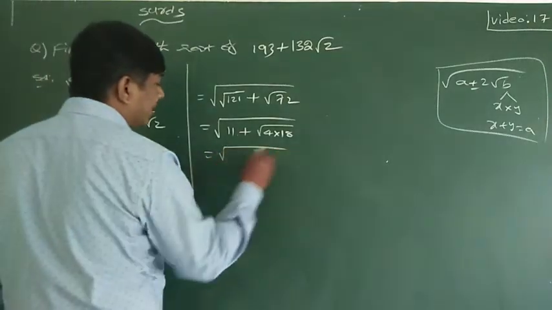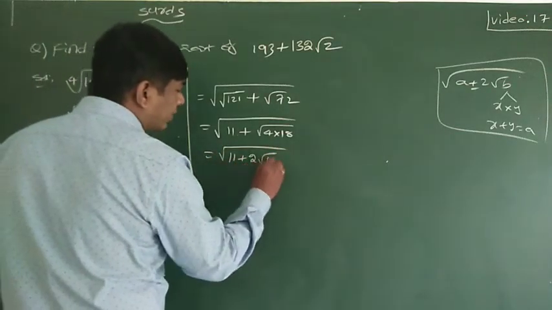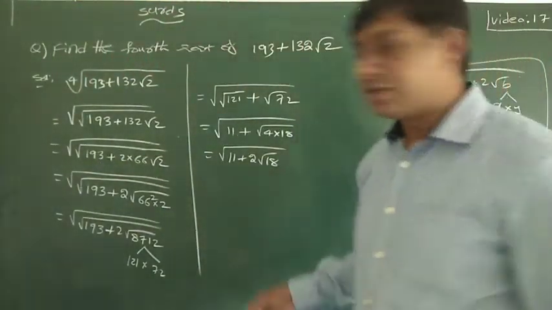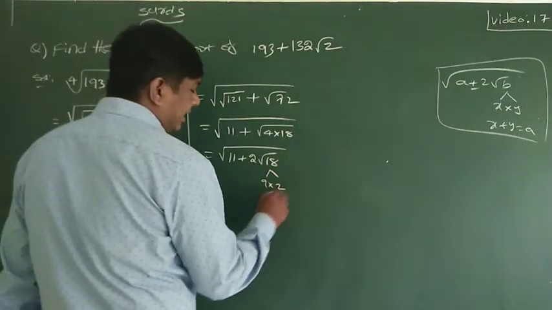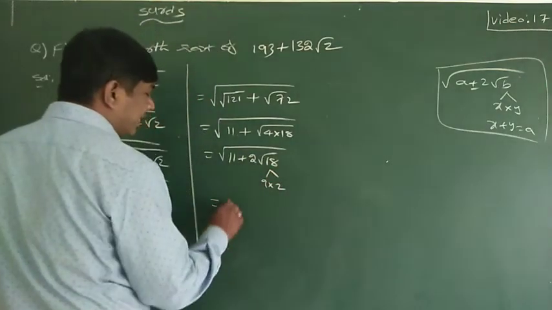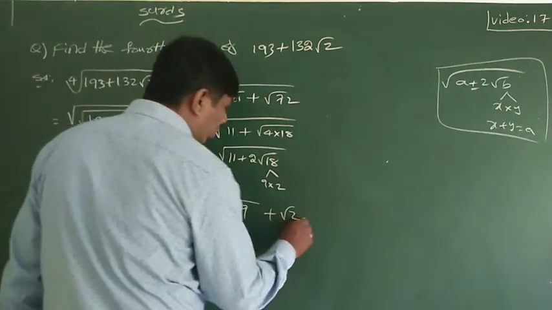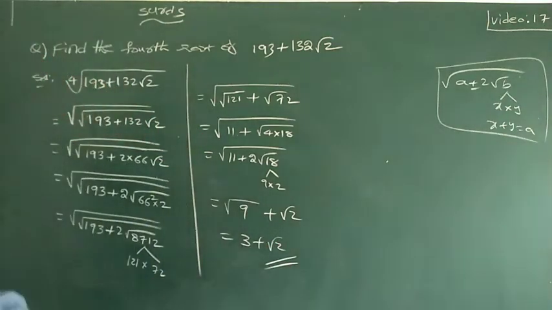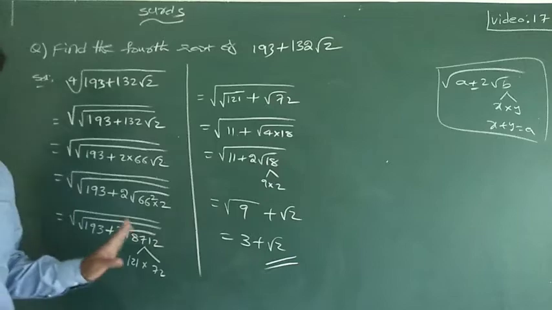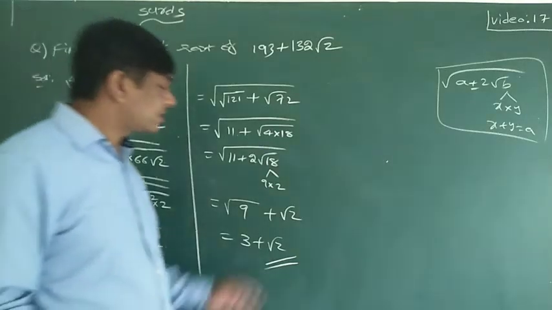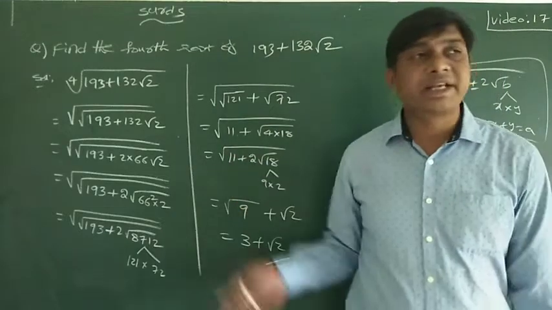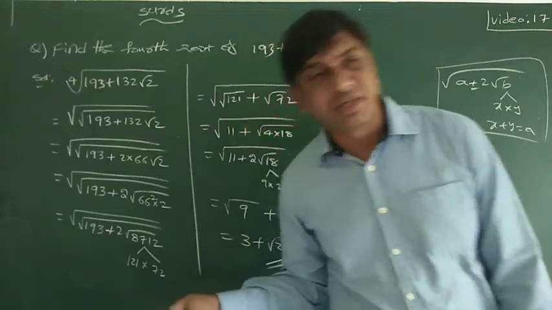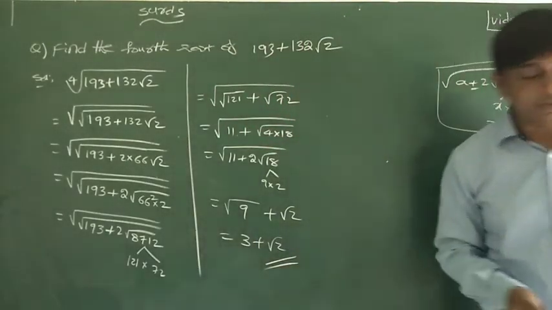Now 4 take outside: 11 plus 2 into root 18. Now factorize this 18: 9 2s are 18, 9 plus 2 is 11. So the result is root 9 plus root 2. Root 9 is nothing but 3, so 3 plus root 2. Here the calculations are a little bit mixed up, so be careful. If you get this logic of how to solve, you can easily solve this one. I applied square roots only, even in the fourth root. No other method I applied. Okay, please write down.